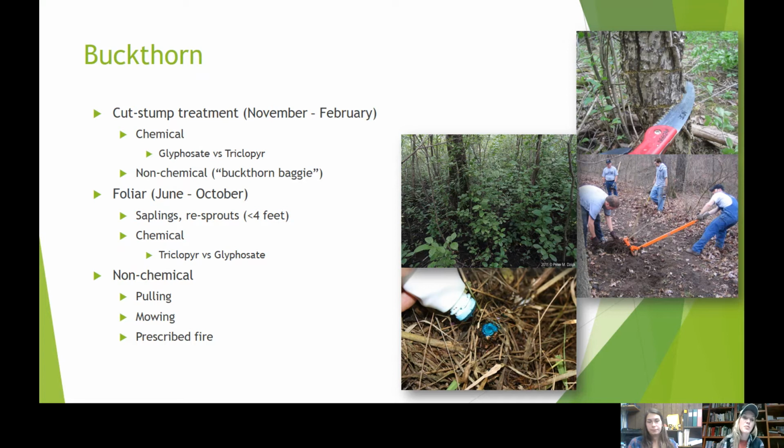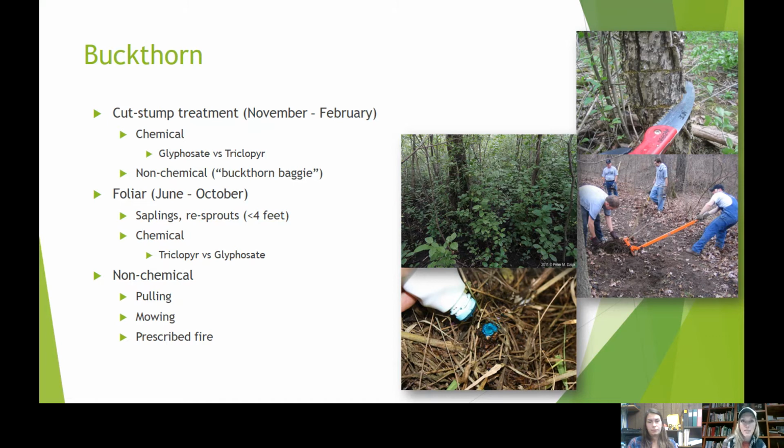And there are non-chemical methods to treating a stump after cutting. We haven't used this, but I have seen it used. It's called the buckthorn baggie. Essentially just very thick, heavy-duty black plastic that people zip tie around the base of a cut stump, so that stump will resprout, but those resprouts won't have access to sunlight within that bag. So over time, it just kills off the tree. So that's a non-chemical method you can use.